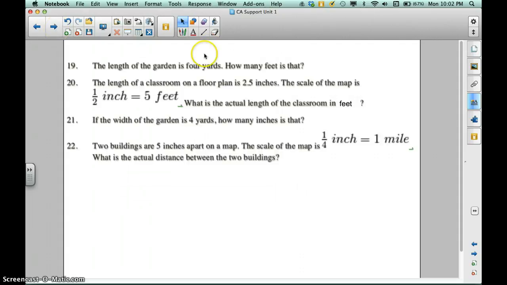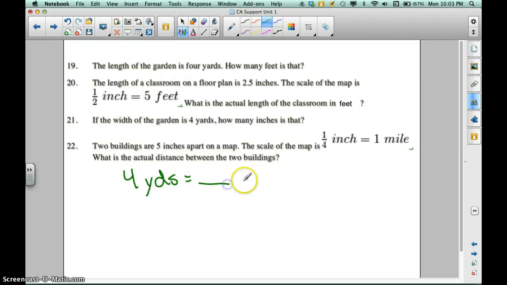We're going to start by doing number 19 together, the first one on this page. The length of the garden is 4 yards. The question is, how many feet is that? So 4 yards equals how many feet? The first step was to take what you start with, 4 yards, and put it over 1. Then we need to decide what conversion we need. We need to know how many feet are in a yard so that we can set up our unit fraction. 3 feet are in a yard.